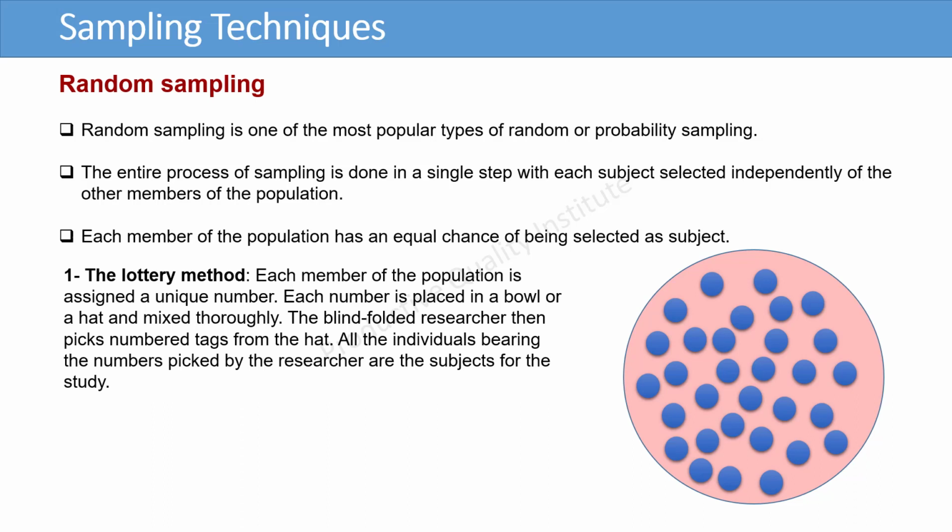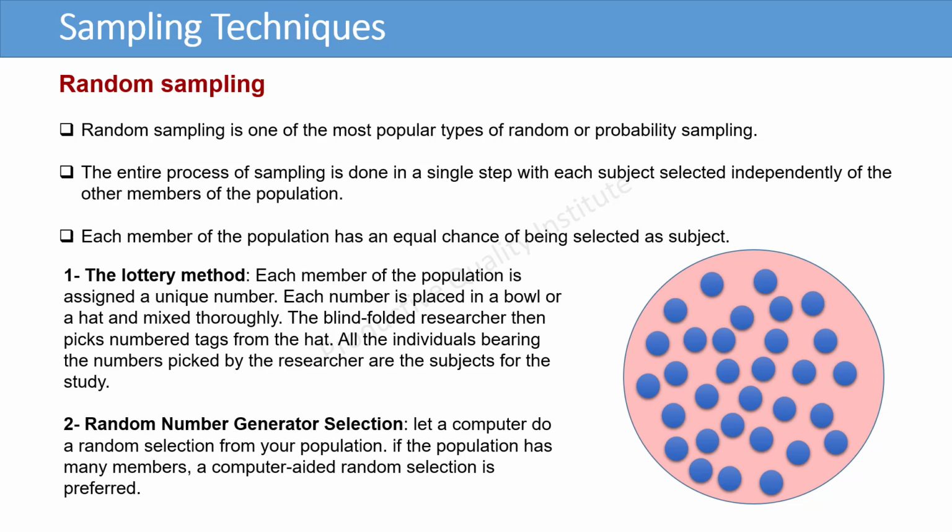In the lottery method, each member of the population is assigned a unique number. Each number is placed in a bowl or a hat and mixed thoroughly. The blindfolded researcher then picks numbered tags from the hat. All the individuals, bearing the numbers picked by the researcher, are the subjects for the study.